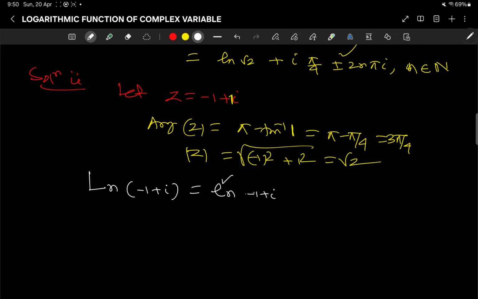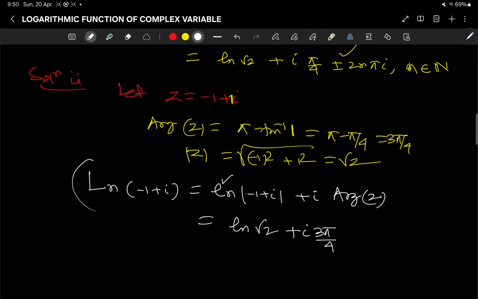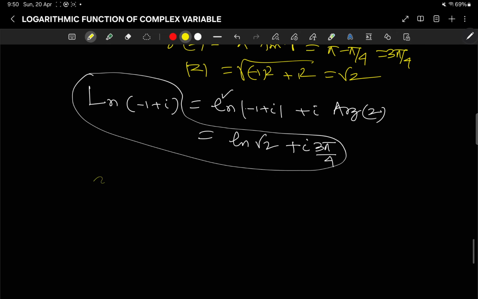ln(-1 + i) is equal to ln|−1 + i| + i arg z, so this is equal to ln √2 + i 3π/4. Okay, so this is the principal value. Now what is my general value? So my general value of ln(−1 + i) will be what? I have to write it as ln(−1 + i) ± 2nπi.